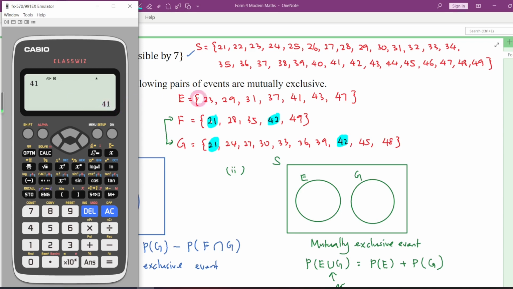Let me give you an example. For example, 47 equal, shift prime factorization here. You notice that still we don't have any changes here. So therefore, we know that 47 is actually a prime number. So this is a way how we test whether a number is a prime number or not a prime number using our calculator.